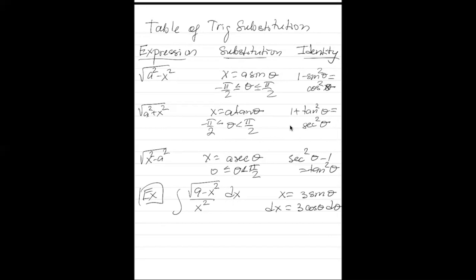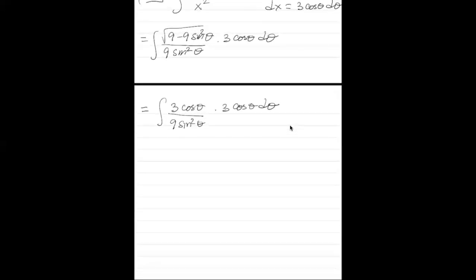We substitute right away. That's equal to the integral of the square root of 9 minus 9 sine squared theta over 9 sine squared theta, times dx, which is 3 cosine theta d theta. After we take the square root, 1 minus sine squared is cosine squared, so 3 cosine theta on the top. And the bottom, 9 sine squared theta times 3 cosine theta d theta. We multiply the 3 and the 3 and cancel, and what's left on the top is cosine squared theta, and on the bottom, sine squared theta d theta.